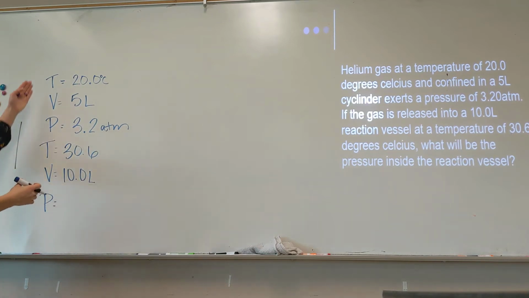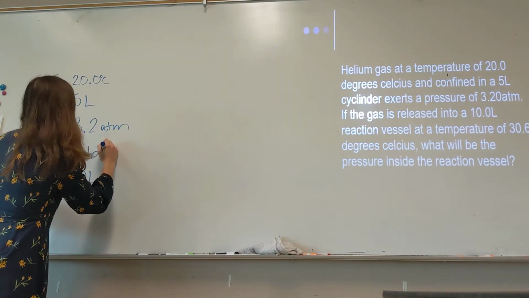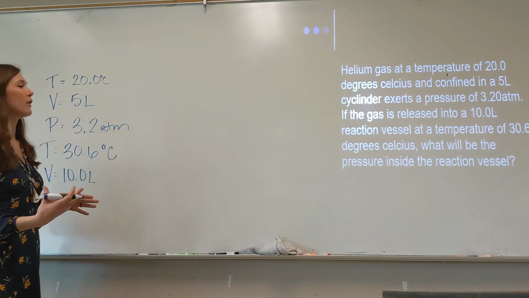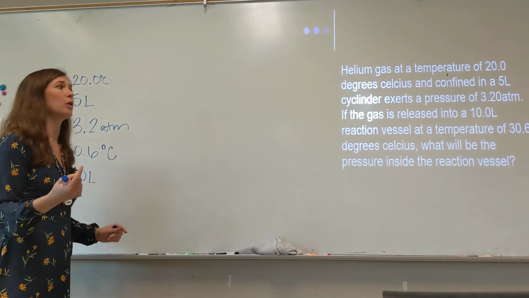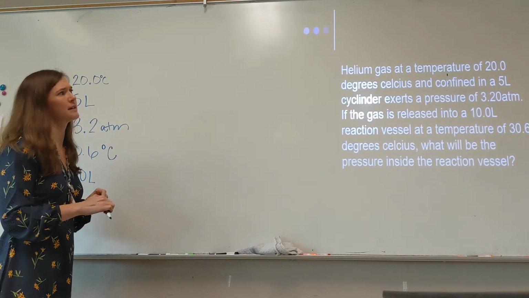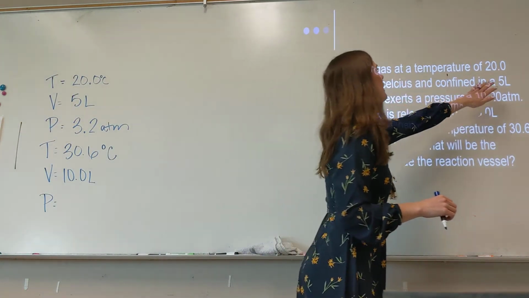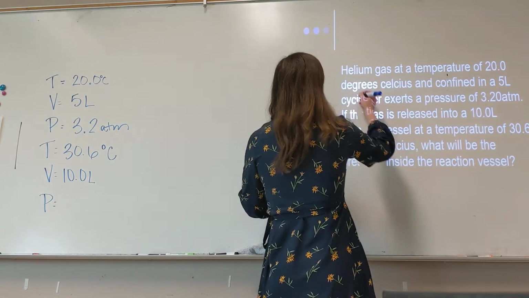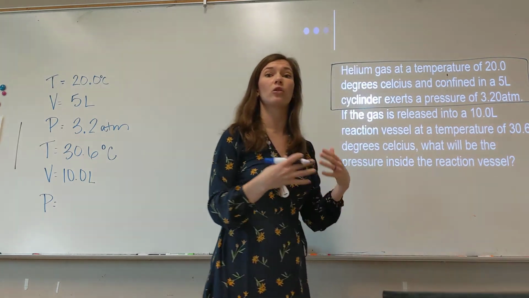Okay. You'll notice that I haven't assigned any of these as T1 or P1 or V1. However, I have a good idea of where they are, but you need to read your problem carefully. So it says a helium gas at a temperature of this, confined in a 5-liter cylinder, and all of that is exerting this pressure. So basically everything in this section of the problem is my initial scenario.